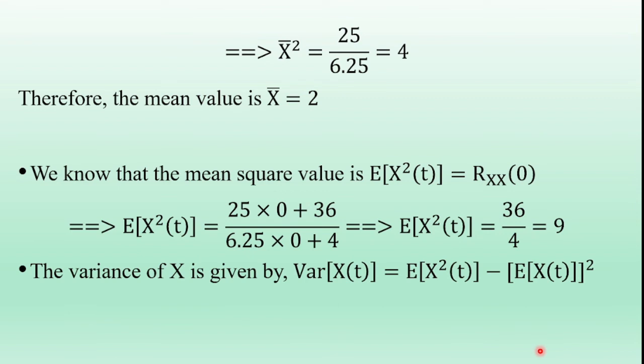Next, find out the variance of x of t. The expression of variance of x of t is expectation of x square of t minus expectation of x of t whole square. Here expectation of x square of t is 9 and expectation of x of t is 2. So therefore 9 minus 4 is equal to 5.